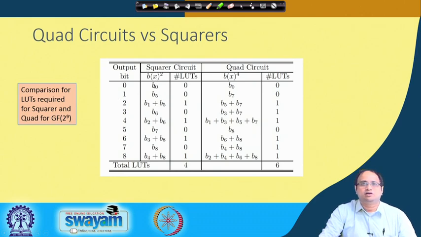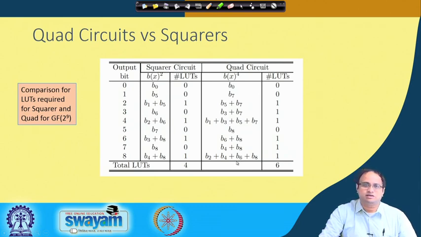Here are the corresponding bits 0 to 8, because there are 9 bits in GF(2^9), and what we observe here is the circuit complexity for calculating the squares. This one is for the quad operations. You can observe quite intuitively that the number of operations in the quad is more than in the square, because in square you are just doing power of 2, whereas in quad you are doing power of 4.